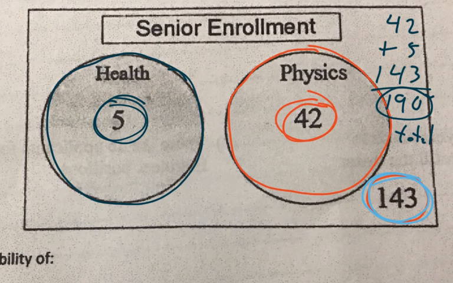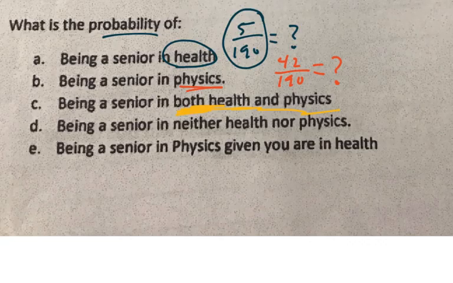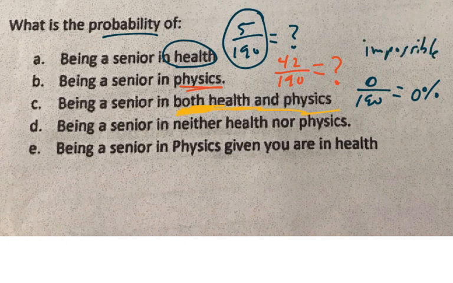Let's look at question C, a senior in both health and physics. Well, guys, there is nobody in both. They're either in health or physics, right? So therefore, the chance of them being in both is 0 out of 190, which is basically 0%, which is another way of saying impossible, right? It's not going to happen. All right? It's impossible. 0% chance.